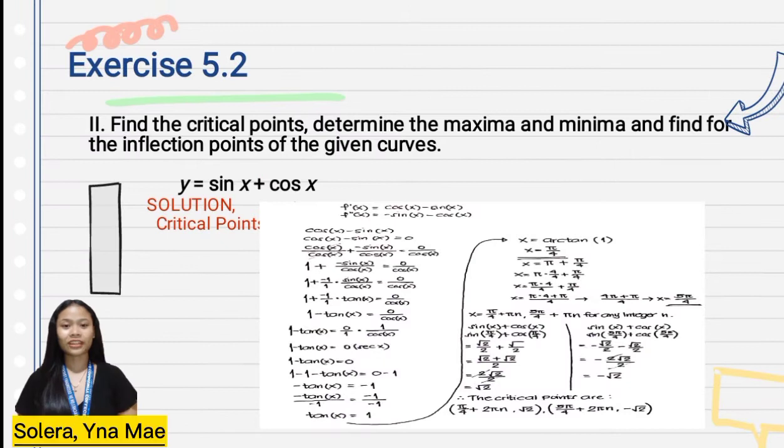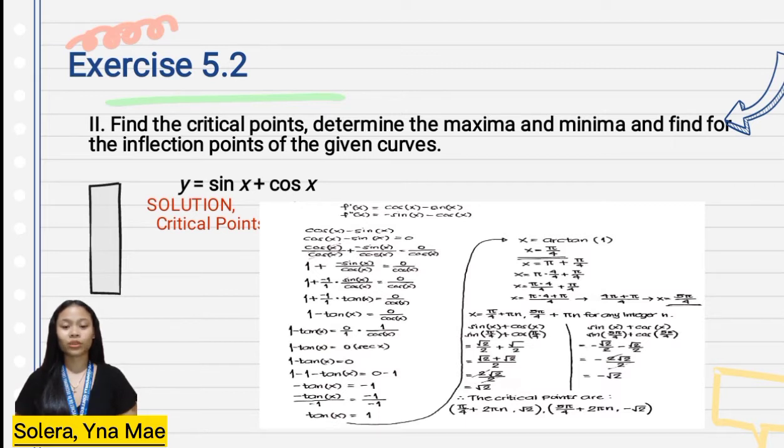Find the critical points, determine the maxima and minima, and find the inflection points of the given curves. So y is equal to sine x plus cosine x. The first derivative of f of x with respect to x is cosine x minus sine x. Set the first derivative equal to 0 and solve. Cosine x minus sine x is equal to 0.